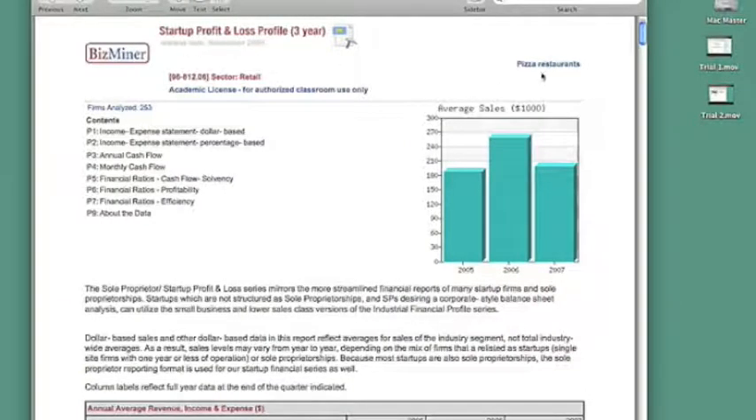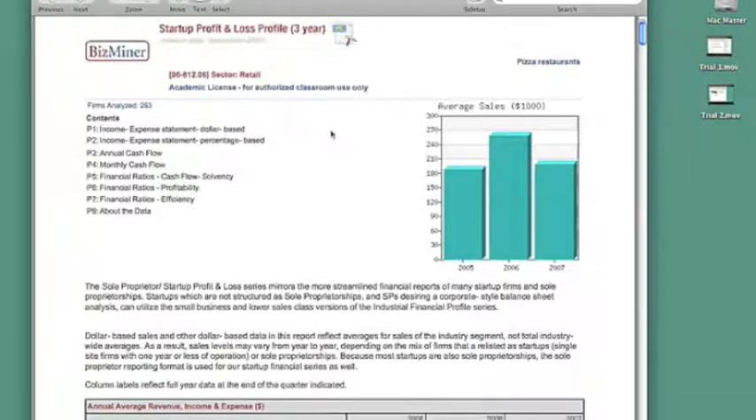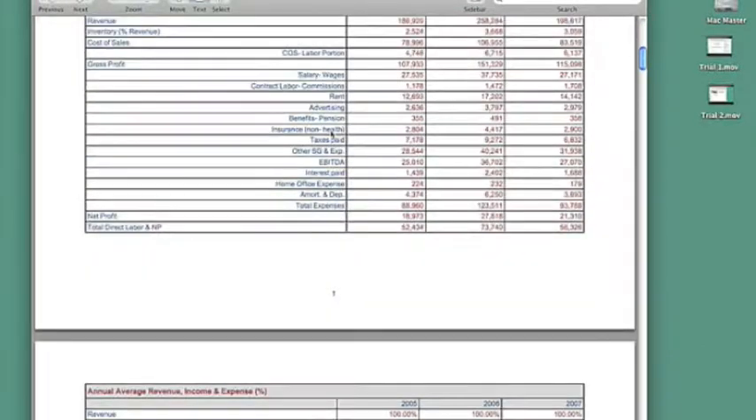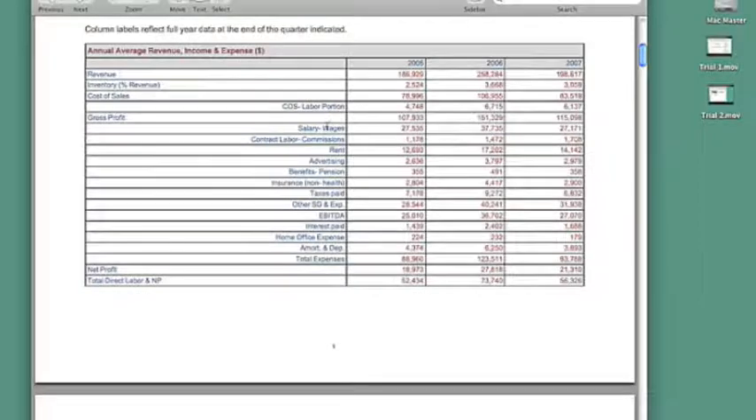Okay, so now we're looking at pizza restaurants in general, and this is the profit and loss profile for startup businesses. So it's pizza restaurants, startups only, but all across the country. So when I look down here, the first thing that I see is that, yeah, countrywide, businesses make a little bit more money. In 2005, on average, the revenue was $167,000. In 2006, it was about $258,000. And in 2007, it had dropped to a little under $200,000.